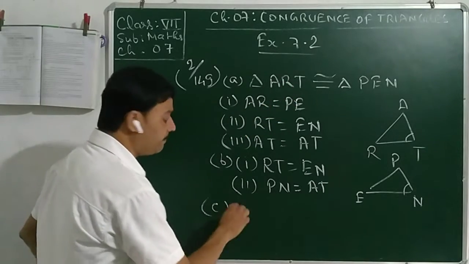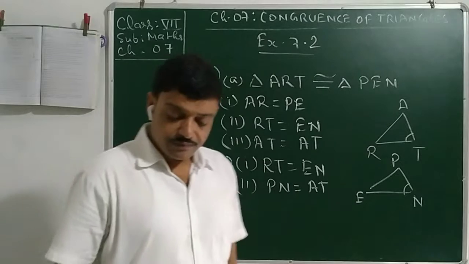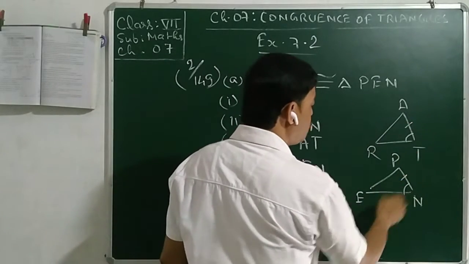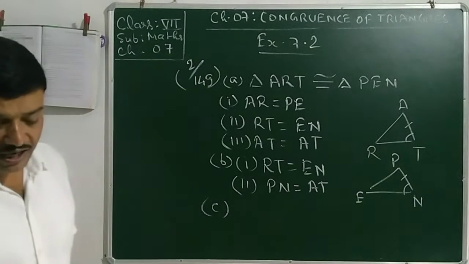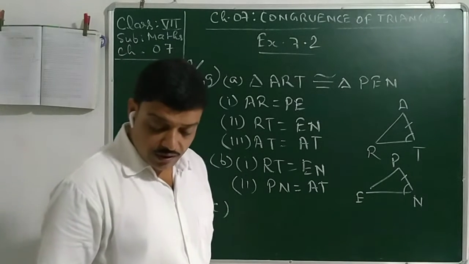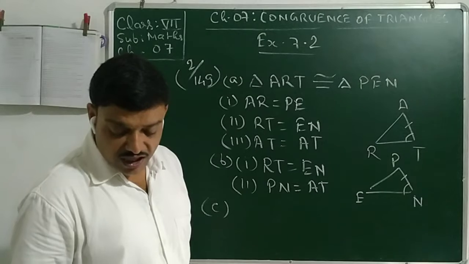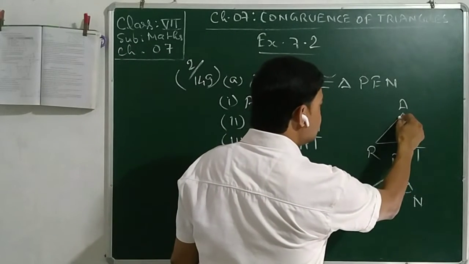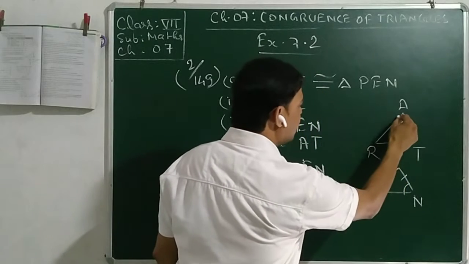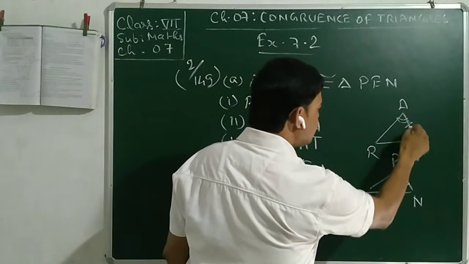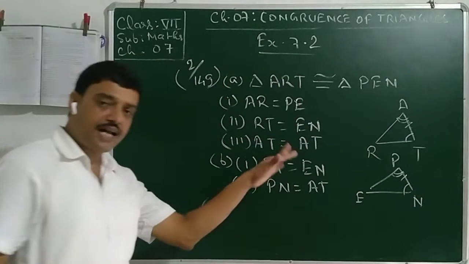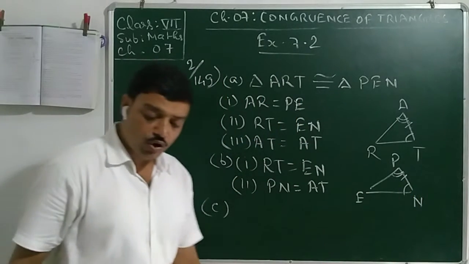Similarly, in the third condition, it is given that AT equals PN. This AT equal to PN is given. Now you are asked to show the ASA condition. To show ASA, this angle, this side and this angle, if they are matching, then the triangles are congruent.